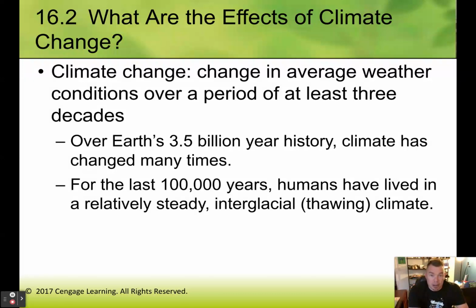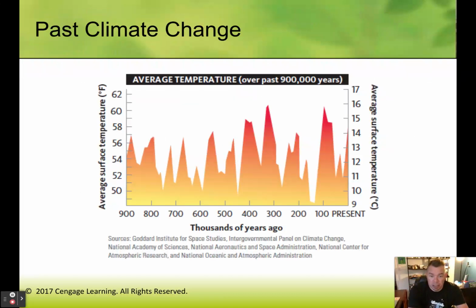Okay. For the last 10,000 years, we've lived in a relatively steady time frame. They call it the Holocene. All right. So basically, you can see thousands of years ago, look, 900,000 years. Just look how back and forth and back and forth the average temperature has been. So again, climate changing isn't the problem. The speed of the change is the problem.